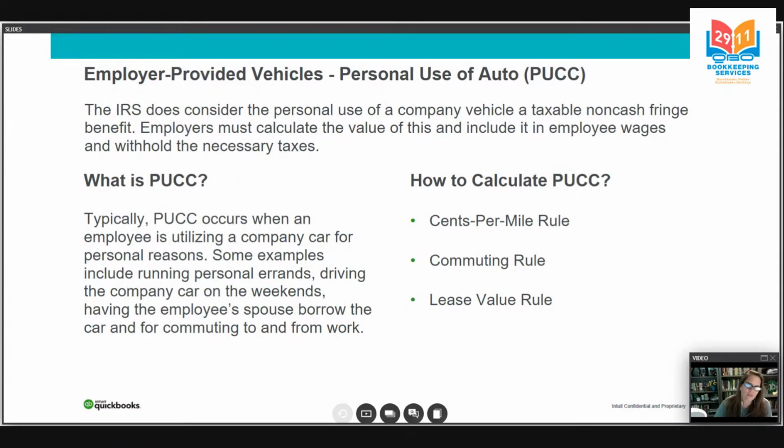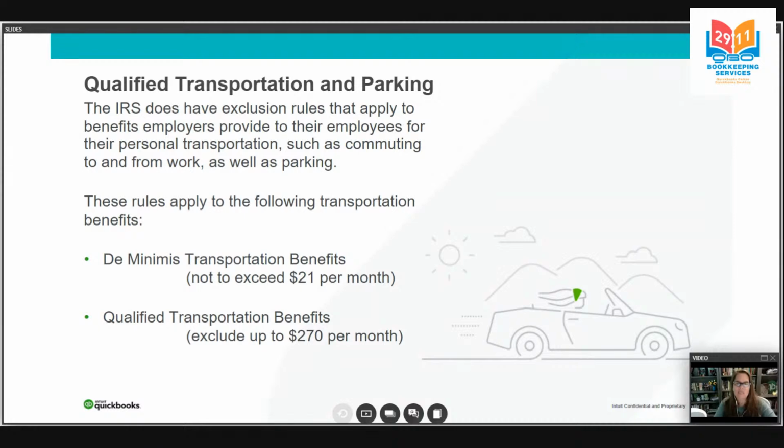The IRS does consider the personal use of a company vehicle a taxable non-cash fringe benefit. So employers must calculate the value of this, include it in employees' wages, and withhold the necessary taxes. Again, go check out that publication for the details. There are different ways to calculate that: the cents-per-mile rule, the commuting rule, the lease value rule. Again, I'm not digging into the details of all this. I just want you guys to be aware. These are some of the things you need to consider when you're working with your clients.